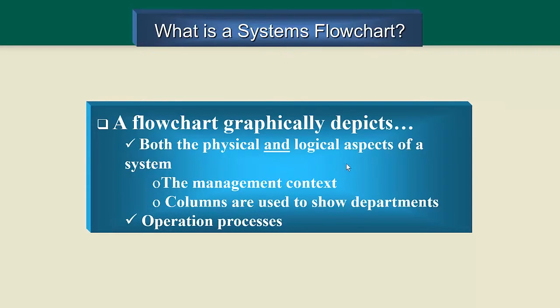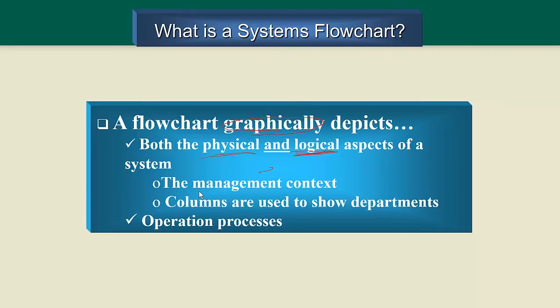A flowchart graphically depicts, in other words, symbols or pictures. It's going to depict a business process, and it can show physical aspects of the process. For example, it might show what document is being used, a purchase order, a tax form, or it can show the logical aspects or conceptual aspects. So instead of showing a paycheck, it might display pay employee. Conceptual, not physical, right? Logical.